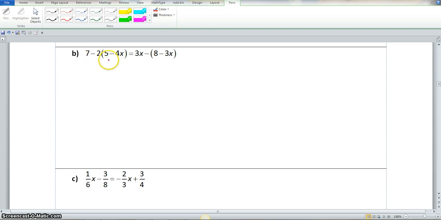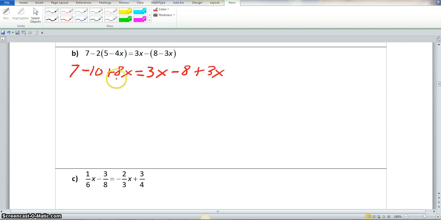So what we need to do here, let's distribute first. So this will give us 7. We'll take a minus 2 times 5, which will give us a minus 10. A minus 2 times a minus 4x will give us a positive 8x. And that equals, we'll bring down our 3x. This minus sign in front of the parentheses changes the sign of both of the values inside of the parentheses. This will give us a minus 8 and a plus 3x.